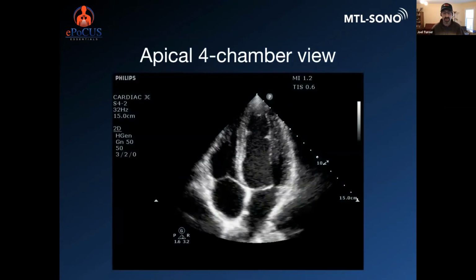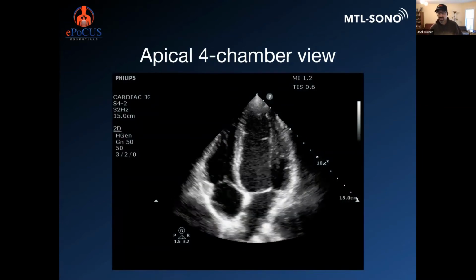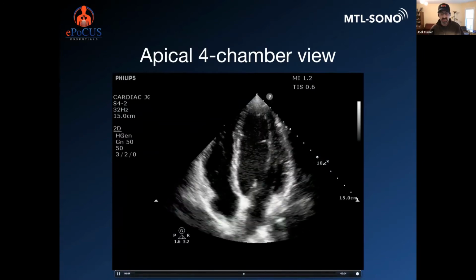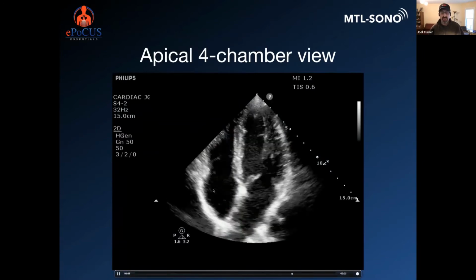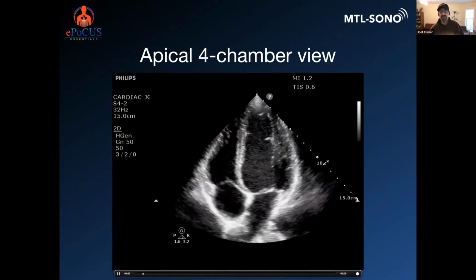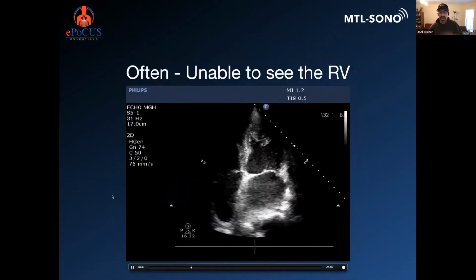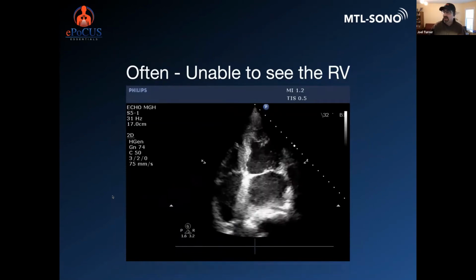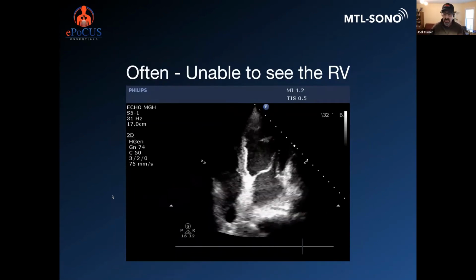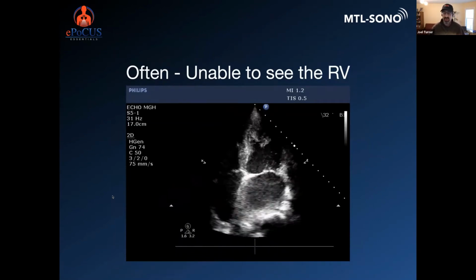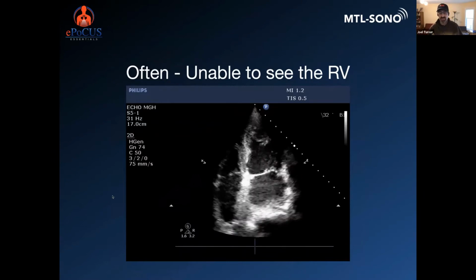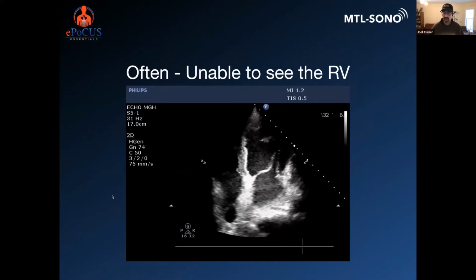As I mentioned, the most important view of the heart to assess the RV and its multiple aspects is the apical four-chamber view. In this view, as we're going to discuss, we assess the size of the ventricle, how it's functioning, and if there's any presence of pulmonary hypertension. But as I'm sure some of you who do apical four-chamber views notice, once you're focusing on your left ventricle, you're often just unable to get a good view of the RV.